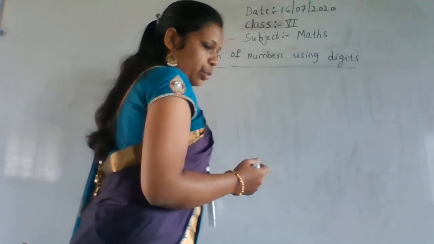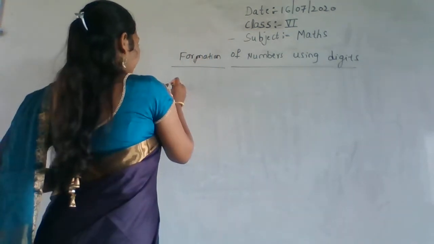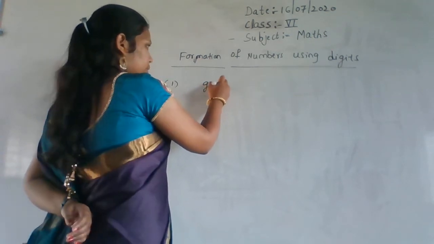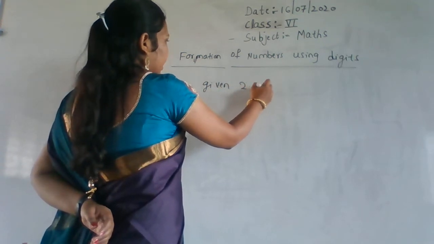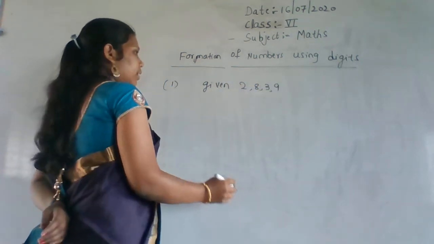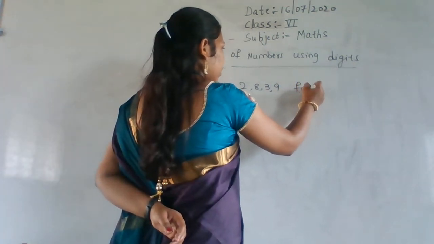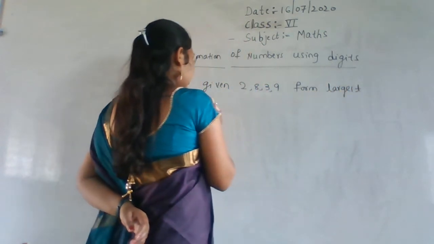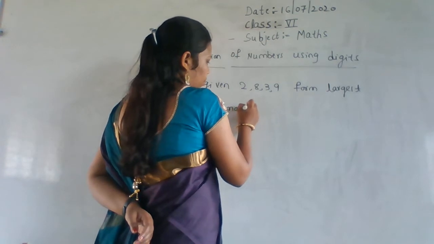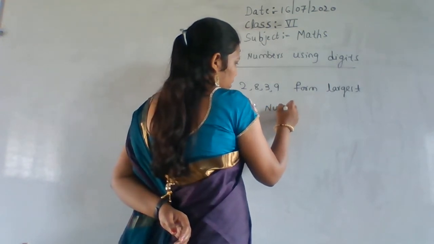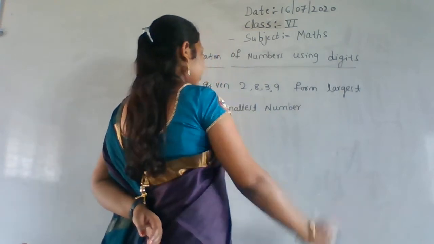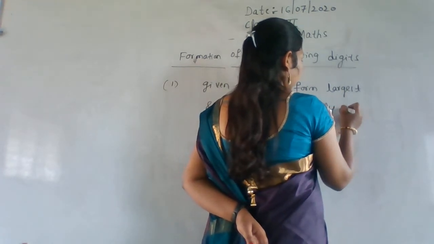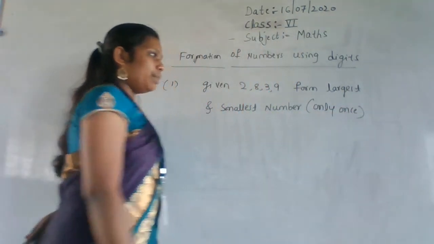Okay. We'll show one example. See here. Example is, given numbers are 2, 8, 3, 9. Right? Form the largest and smallest number. Okay. And only once you have to use. Only once. Okay. Don't use repeated numbers.